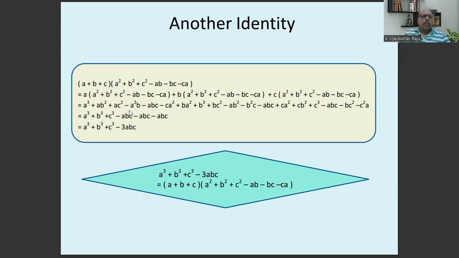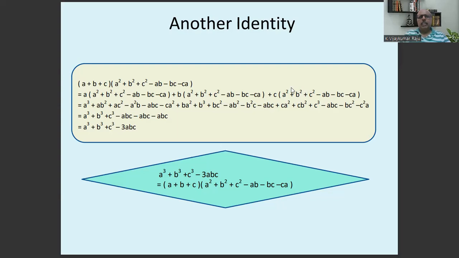A into ab is minus a square b. A into bc is minus abc. A into ca is minus ca square. Plus, put the sign, b into a square is ba square, b into b square is b raised to 3, b into c square is bc square, minus b into ac is minus abc, minus b into bc is minus b square c, c into ca is minus abc.